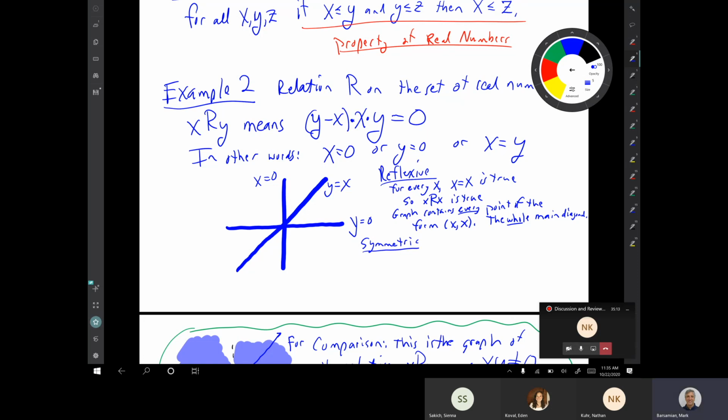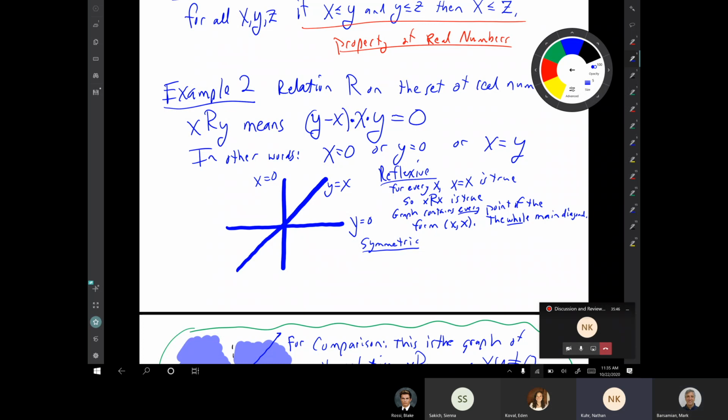How does the graph have to look for a relation to be symmetric? The graph of a relation in the xy plane. Does it have to mirror each other? So whatever appears on one side has to appear on the other side? Something like that? Yeah, can you be more precise though? Mirror, I mean, there are lots of... on the other side of what?